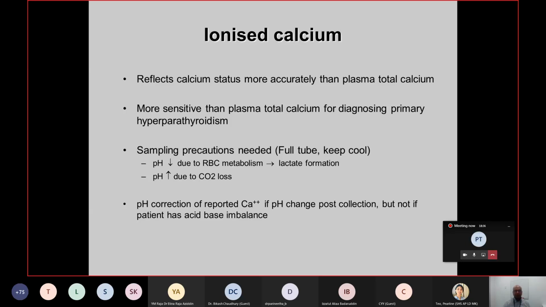Ionized calcium is more labile, so pH changes, as I mentioned, lead to changes in ionization, and we can get a false picture. So it's important to keep the sample cool and also to keep the tube filled to decrease the degree of post-analytical changes. And also we employ pH correction of reported calcium, so we correct the pH to normal pH, assuming that the pH changes are due to post-analytical changes, although this does not apply if the patient is in fact acidotic or alkalotic. So we really need to correct the ionized calcium to the pH the patient was in, but we assume the patient has normal pH, which is not always the case.